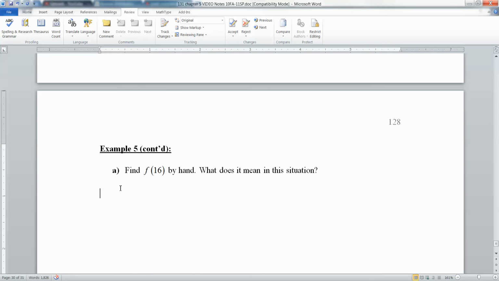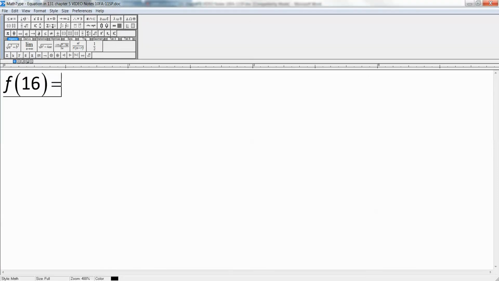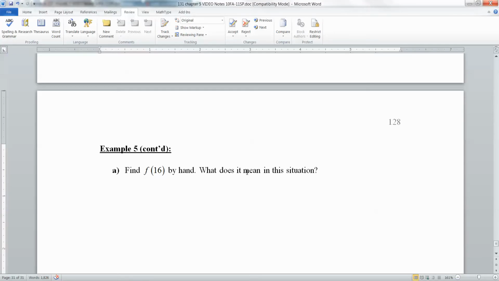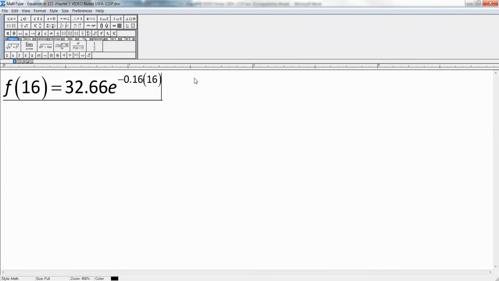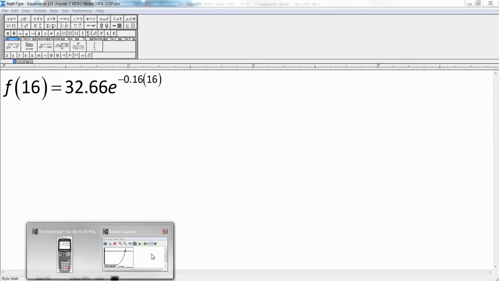The first thing I want us to find is f of 16. So f of 16 would be 32.66 times e to the negative 0.16 times 16. Let's put that exponent in parentheses. At least I think it was negative 0.16. Let me double check. Yep, negative 0.16. Okay, that's fine. So I'm just going to make a computer do this.